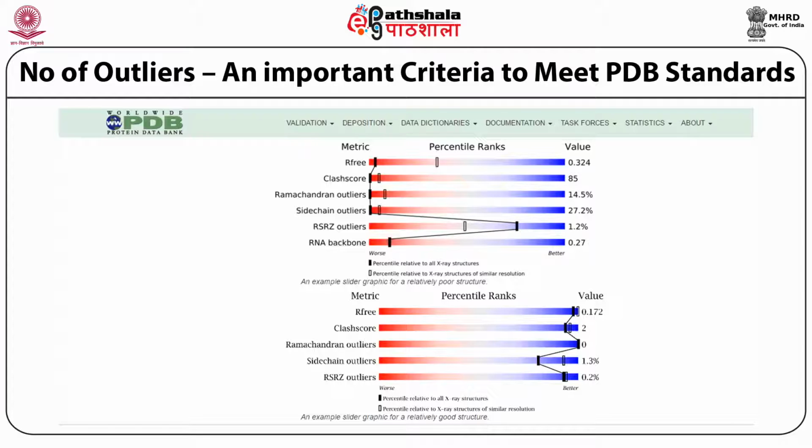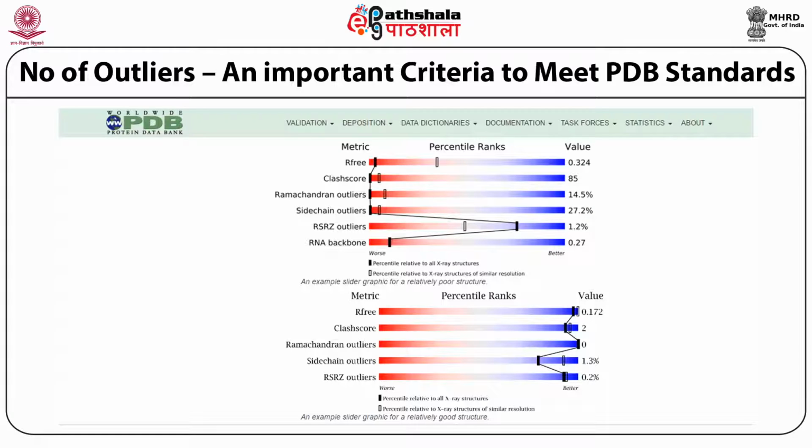Here two examples are shown from the PDB website itself. The top one shows a poor structure, the bottom one shows a good structure. In the third line you can see Ramachandran outliers. For the poor structure, 14.5% are Ramachandran outliers, whereas in the good structure it is 0%, which means no residue was found in the outlier region.